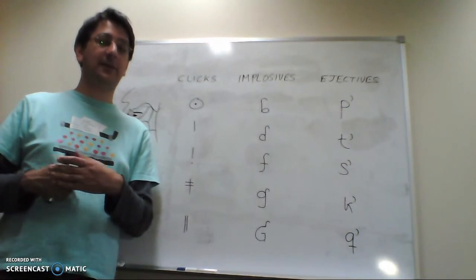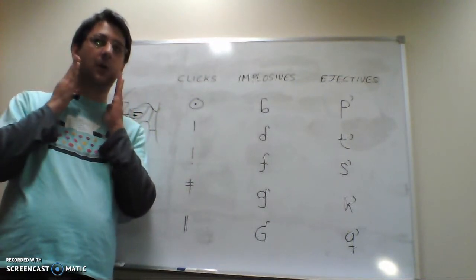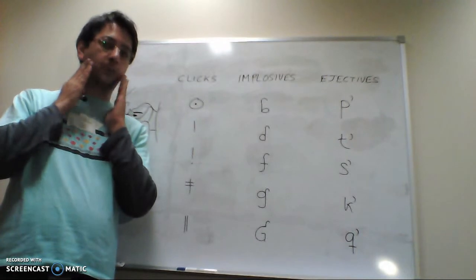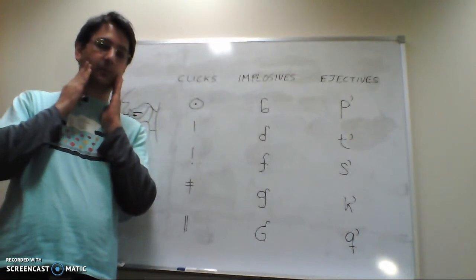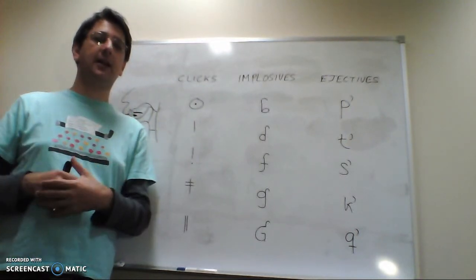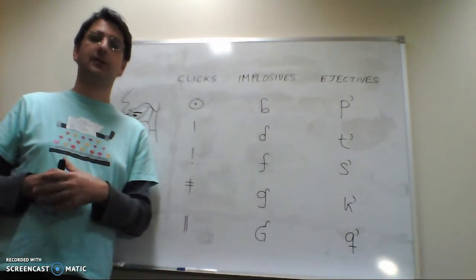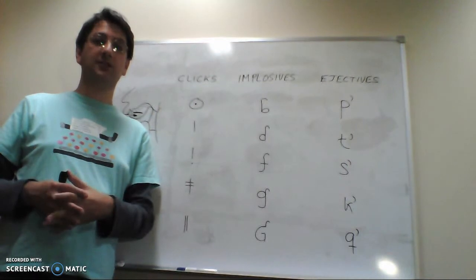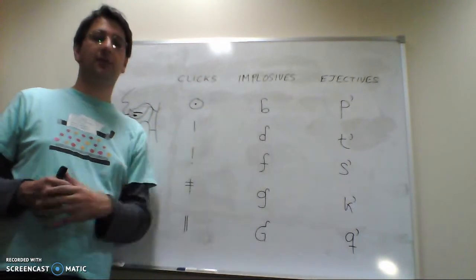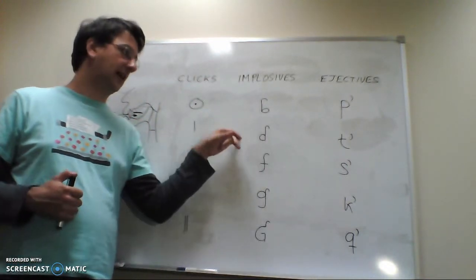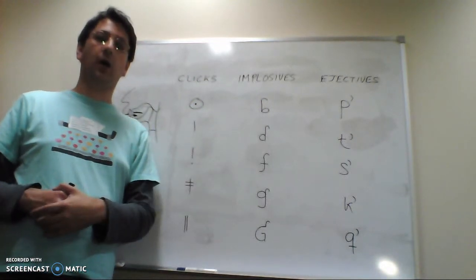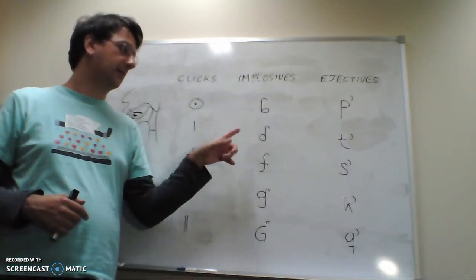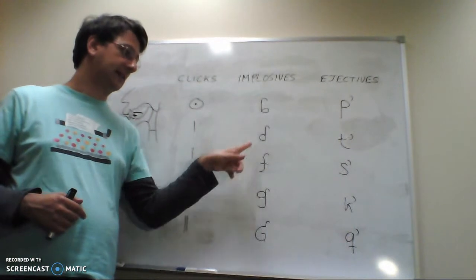But if instead I actually kind of suck my cheeks in, something like that, and I want to keep voicing, I will do ba, ba, ab, ab. Okay, so that's the sound for the bilabial implosive. And then you have ba, ba, ab, ab. Okay, and that's the dental.